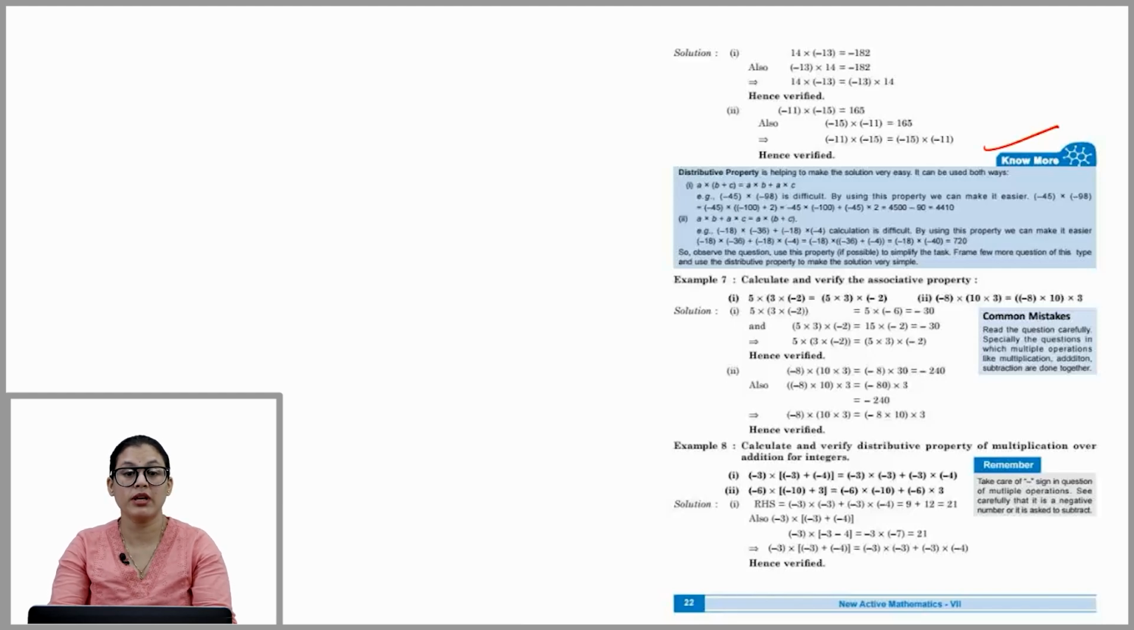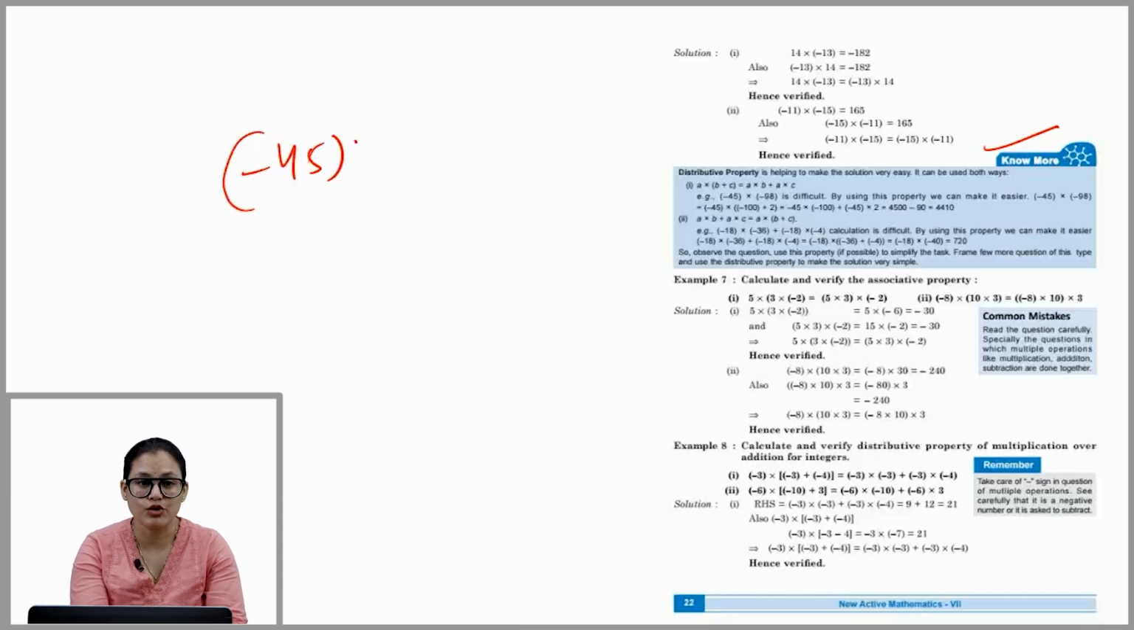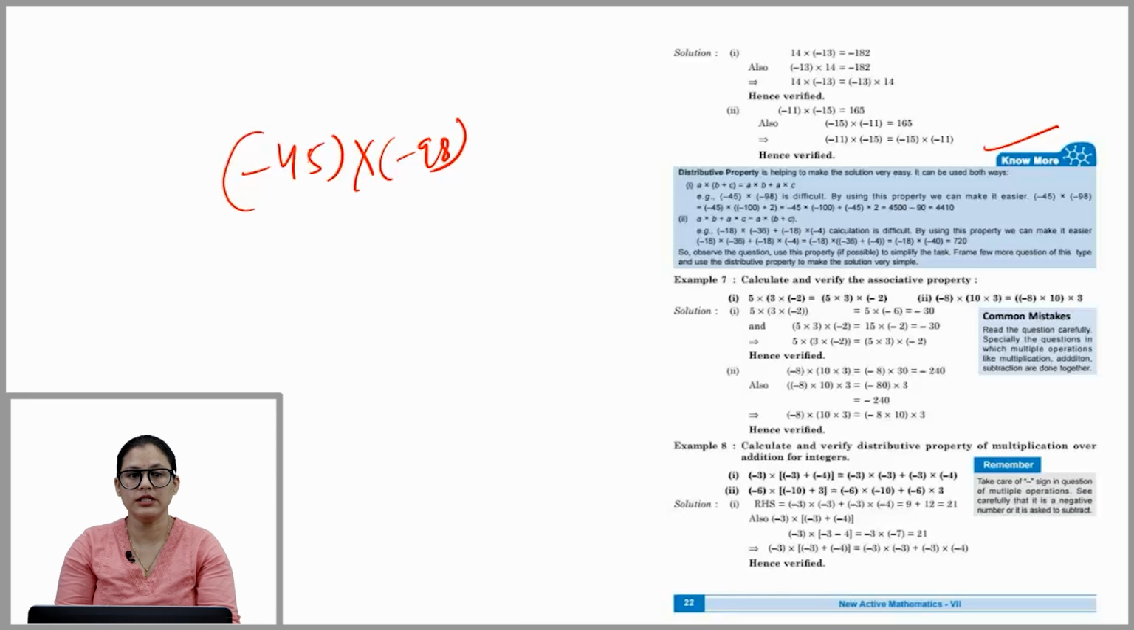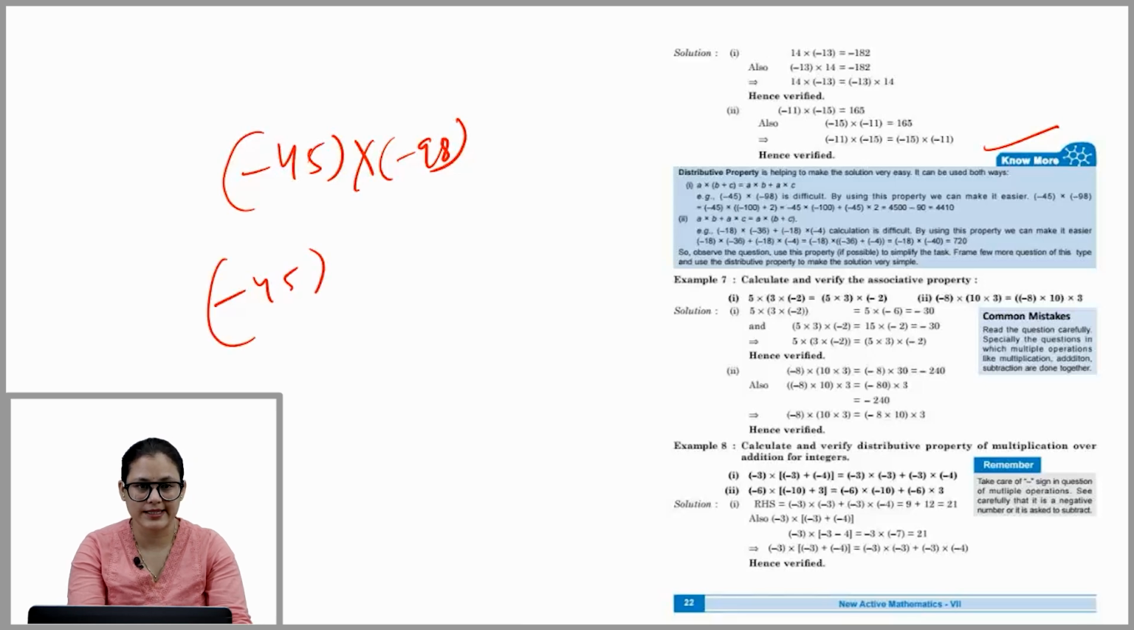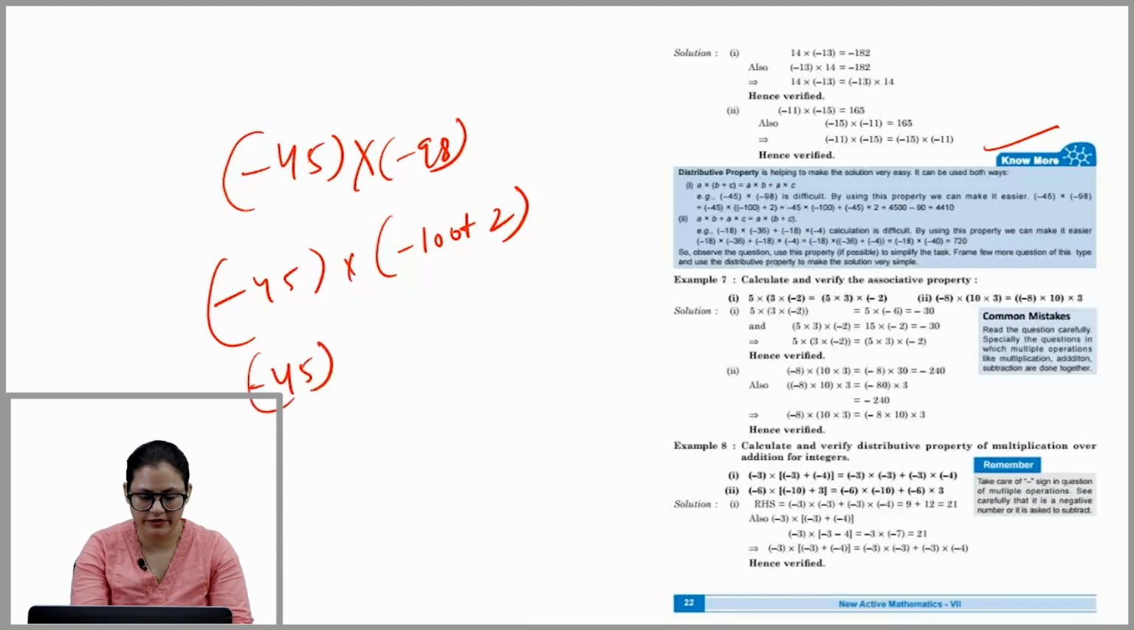Distributive property helps to make the solution very easy. It can be used both ways. Number 1, a into (b plus c) is equal to a into b plus a into c. See, minus 45 into minus 98 is difficult. By using this property, we can make it easier. How? See, we can write 98 as 100 minus 2. Okay. Now, what will you do? You will multiply minus 45 by minus 100, then plus minus 45 into minus 2.